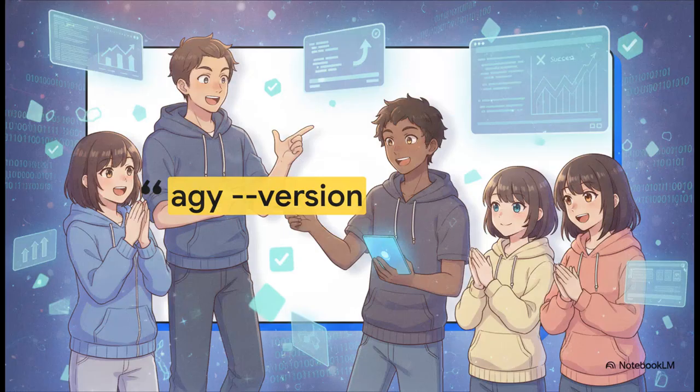All right, once it stops running, we need to make sure it actually worked, right? So open a brand new tab in your command line and type this exact command, AGY --version. Press enter. If everything installed beautifully, the command line is going to spit out the current version number of the software. If you see those numbers pop up on your screen, massive congratulations, you nailed the installation.